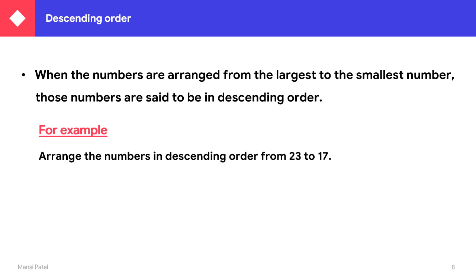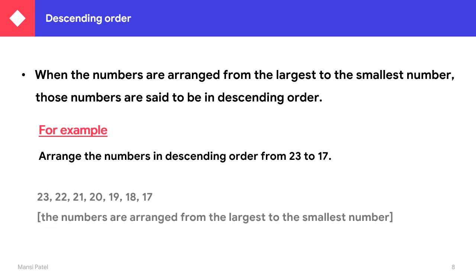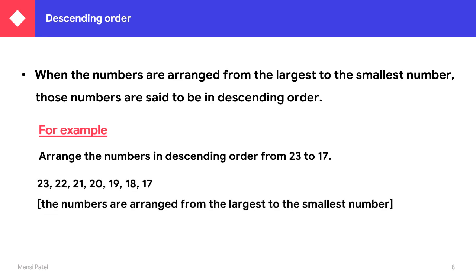So in descending, decreasing order, you have to count backward. So your answer is 23, 22, 21, 20, 19, 18, 17. These numbers are arranged from the largest to the smallest number. So in decreasing order, you have to do counting backward, whereas in increasing order, you have to count forward.